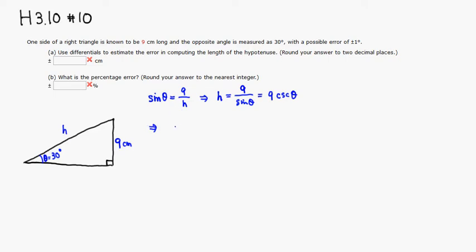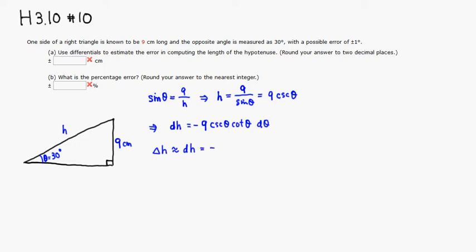So this means that dH is equal to the derivative of this. 9 is just a number. The derivative of cosecant would be negative cosecant of theta times cotangent of theta. Then we just put the d theta. So this is the differential. We want to estimate delta H by the differential dH, so we just need to compute this.